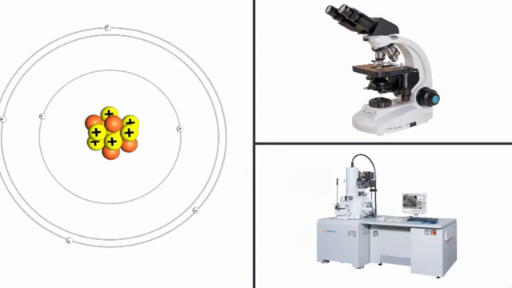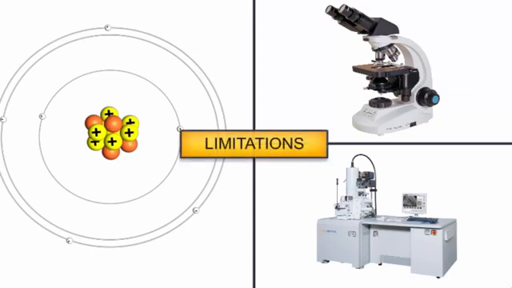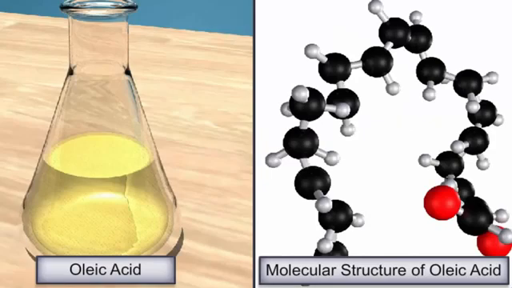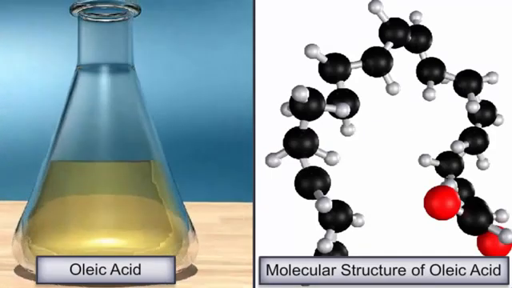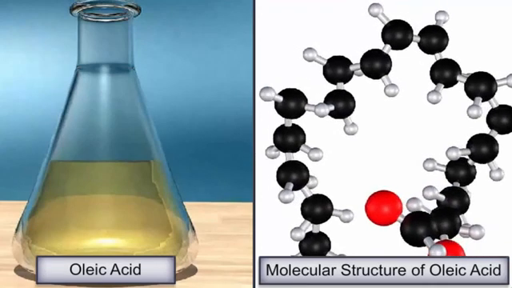However, all such instruments have certain limitations in measuring lengths. We can use a simpler method to estimate the size of a molecule. Let us take some oleic acid. Oleic acid is a soapy liquid with a large molecular size of the order of 10 power minus 9 meter.